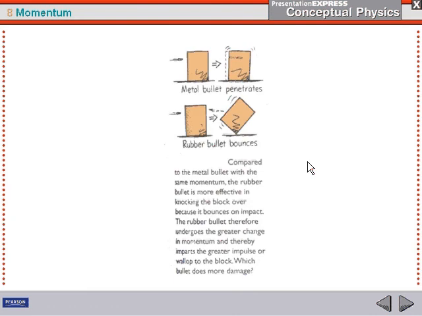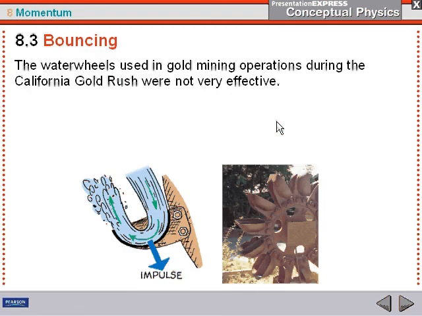Once again, same thing. A metal bullet hits a block, it penetrates, and the block doesn't fall over. In this case, it's a rubber bullet. The rubber bullet hits the block, and the rubber bullet bounces off the block. The block will then fall over because there's a greater change in momentum, because not only the bullet hits it, but it also bounces back off.